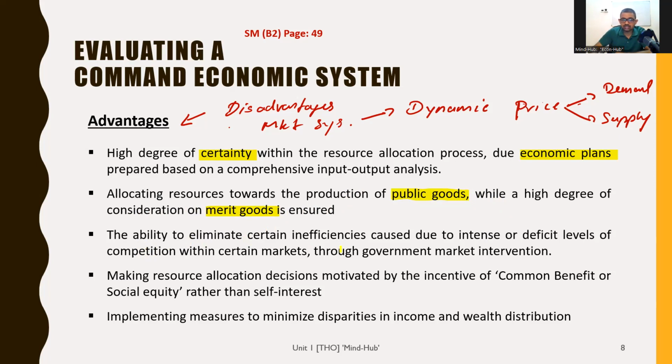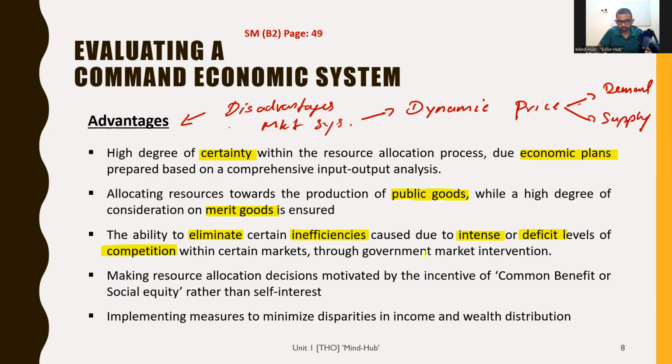Then the ability to eliminate certain inefficiencies due to intense or deficit competition. So remove inefficiency caused by intense competition, meaning too much competition, deficit competition, meaning not enough competition. Both can be problematic. And the market system can have problems with both. But since the government is the main decision maker in a command economic system, and since the government will make decisions based on common benefit, social welfare, social equity, they can solve the problems caused by intense or deficit levels of competition.